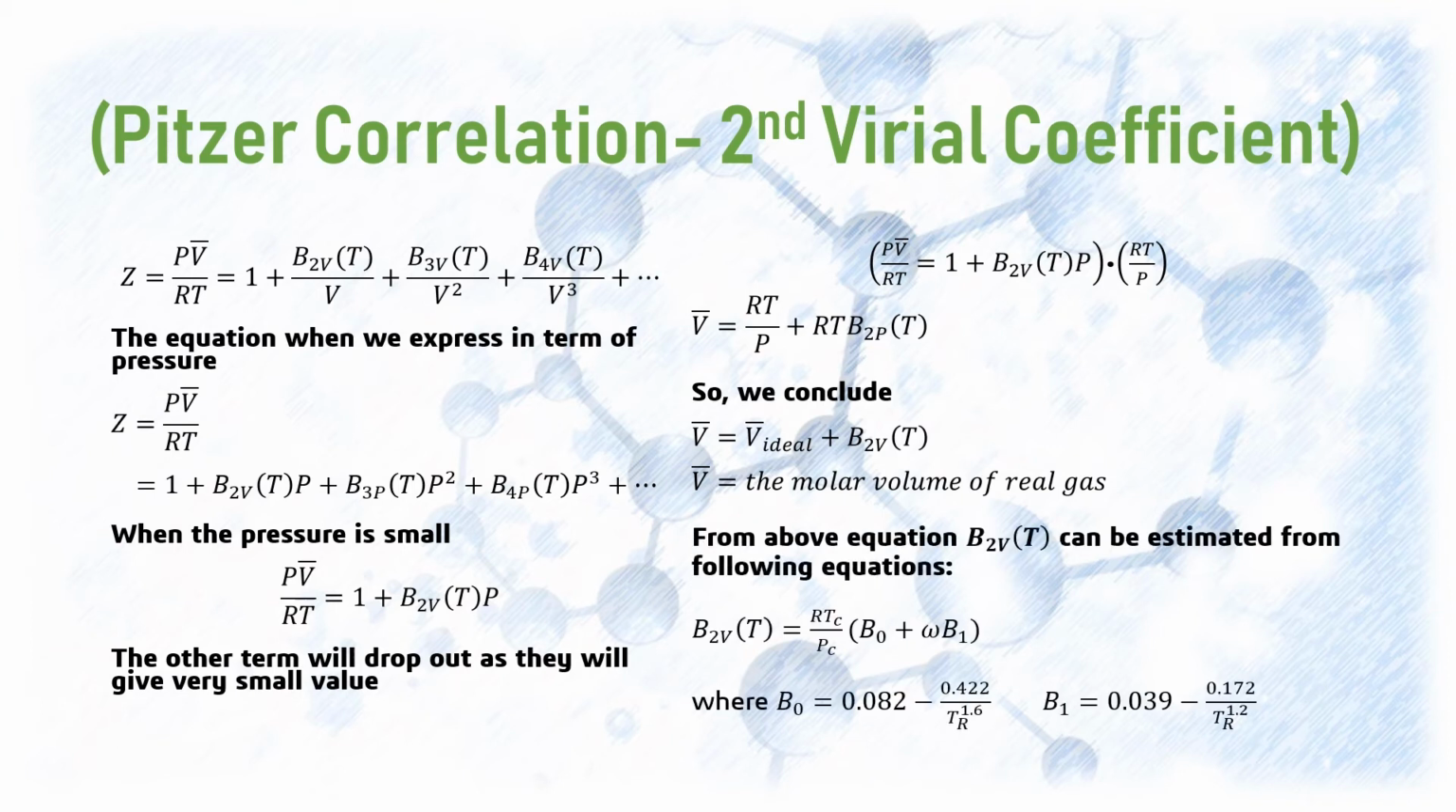From the above equation, B2(T) can be estimated from the following equations. B2(T) equals RTc over Pc multiplied by B0 plus omega B1, where B0 equals 0.083 minus 0.422 over Tr to the power 1.6, and B1 equals 0.139 minus 0.172 over Tr to the power 4.2.